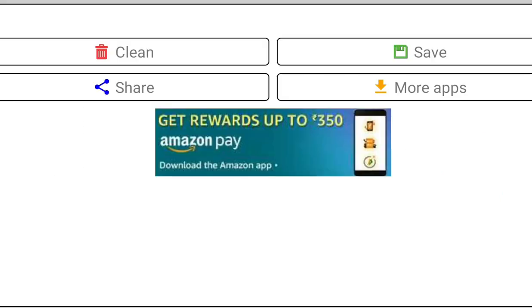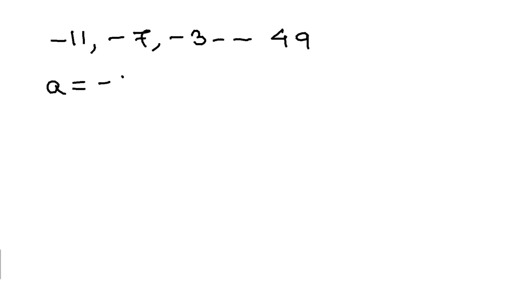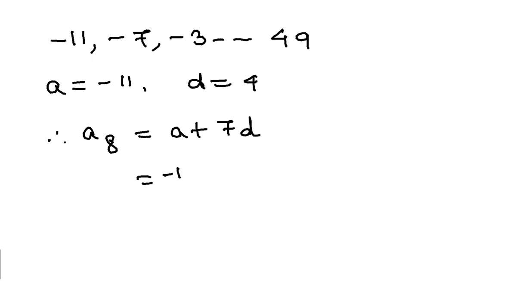Okay, so now I have to find the 8th and the 9th term. Let me write the AP again: minus 11, minus 7, minus 3, ..., 49. A is minus 11, d is, we have calculated, 4. So what is my 8th term then? A8 is a plus 7d. So minus 11 plus 7 into 4, 28 minus 11, that is 17.